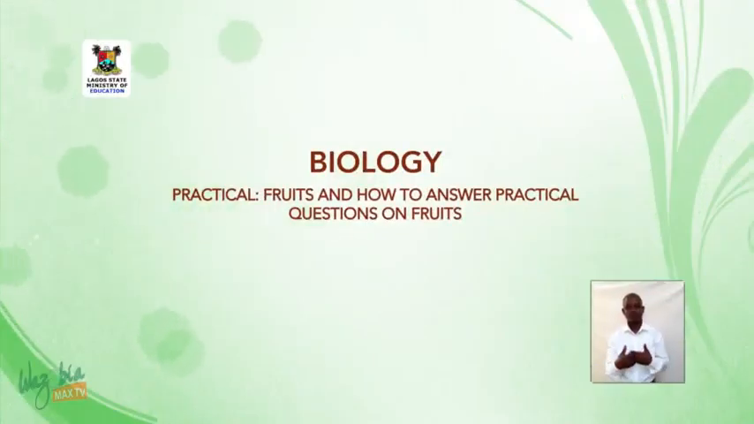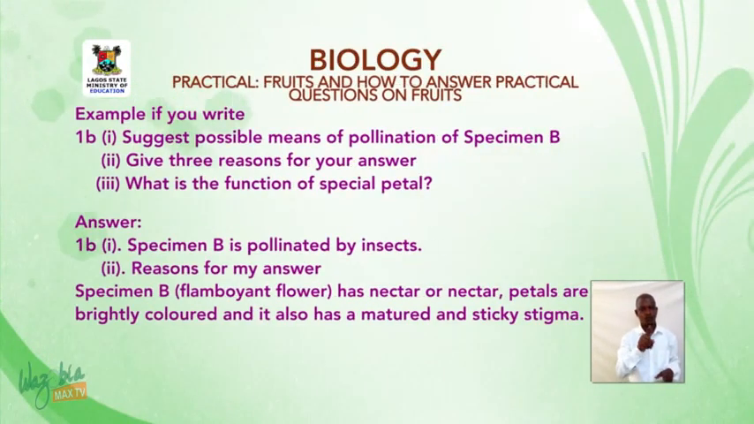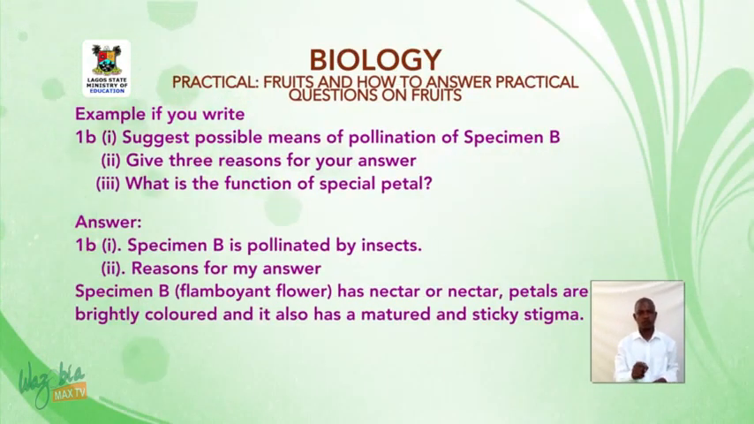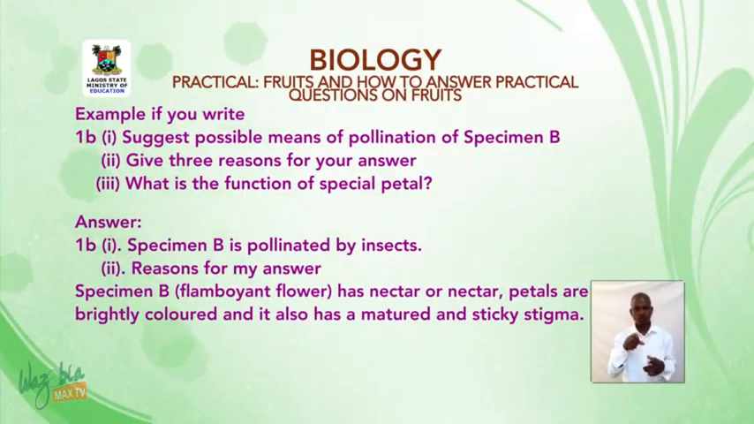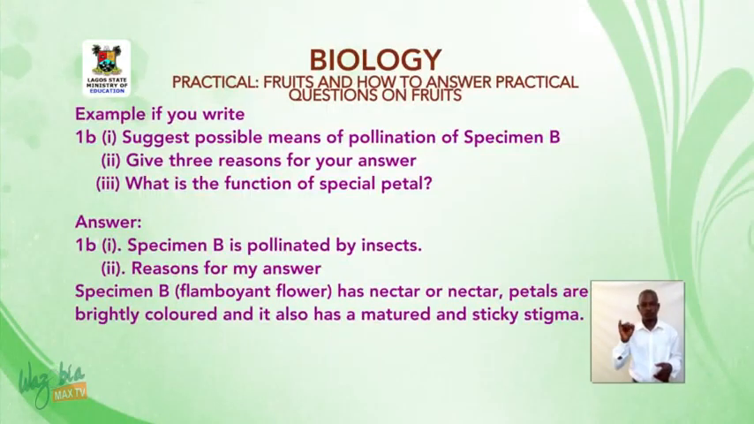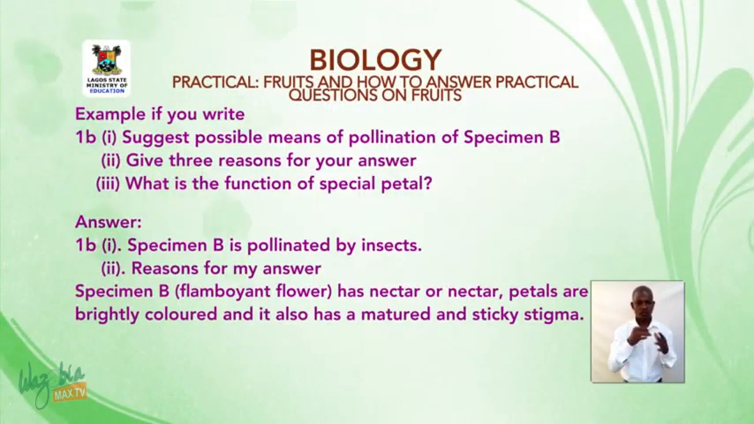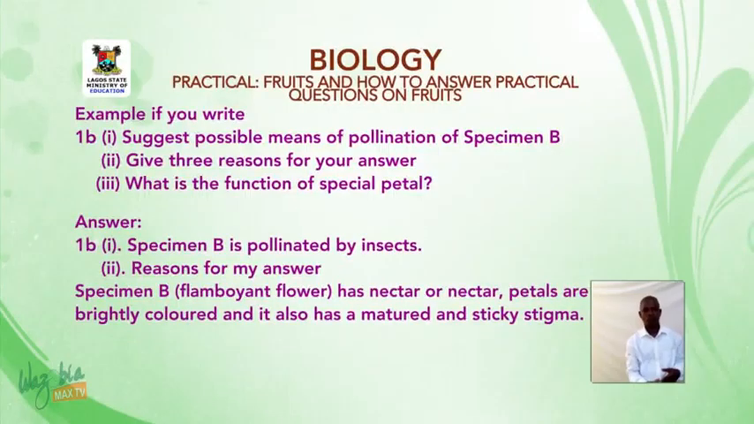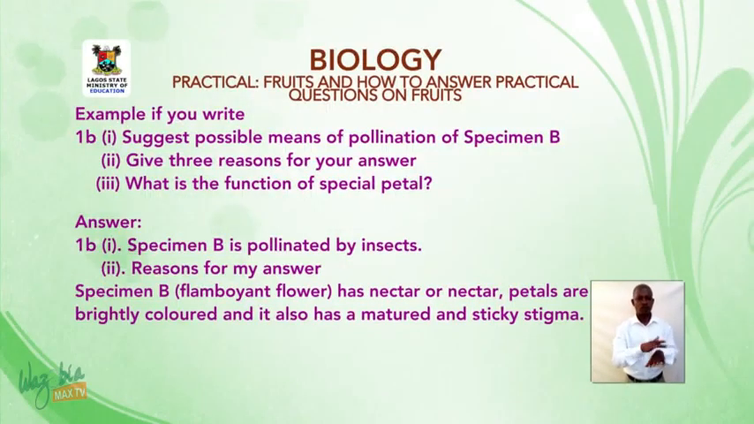Welcome back. Still on questions. Question 1B1. Suggest possible means of pollination of specimen B, that is flamboyant flower. Give 3 reasons for your answer. What is the function of special petal? Answer: specimen B is pollinated by insects.